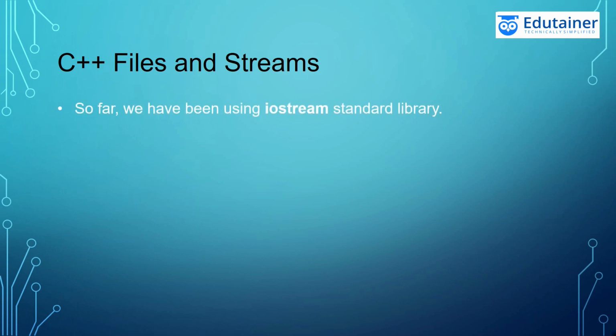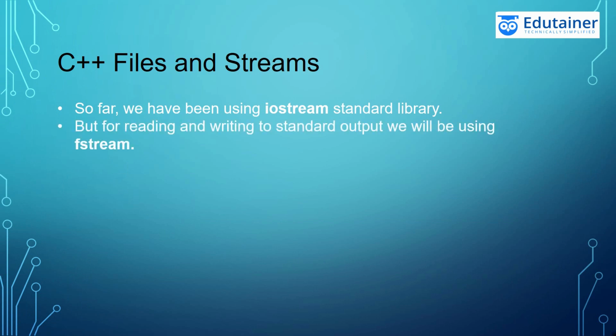So far we have used the iostream standard library. As in our previous lectures, we have used the iostream standard library. Why? Because we needed the operators cout and cin. But for reading and writing to a file, we will be using fstream. So over here, fstream is another library which will be helping us to read and write to a file or a standard output.